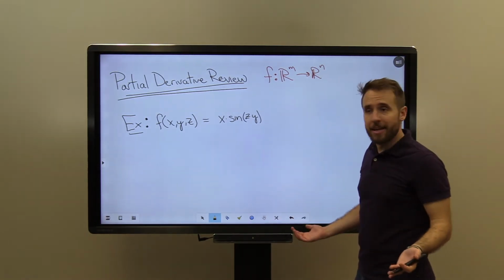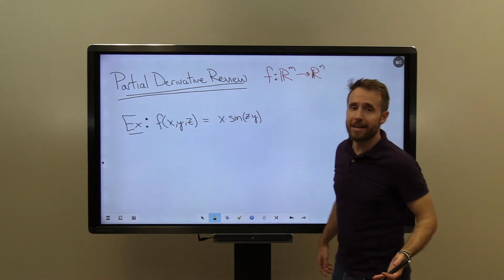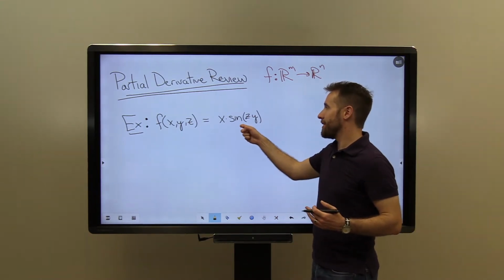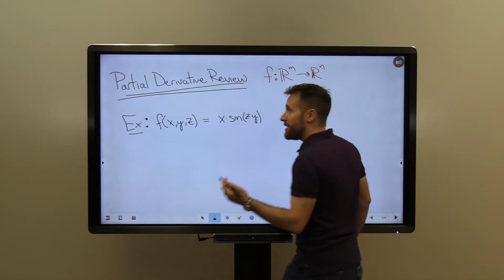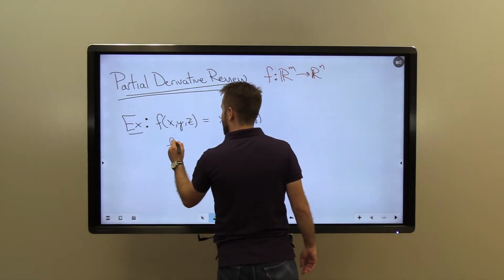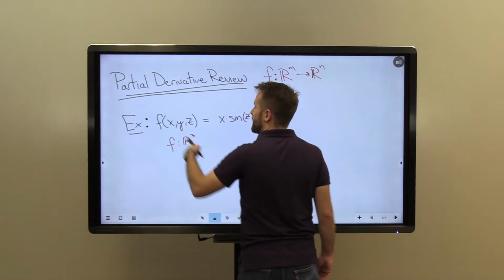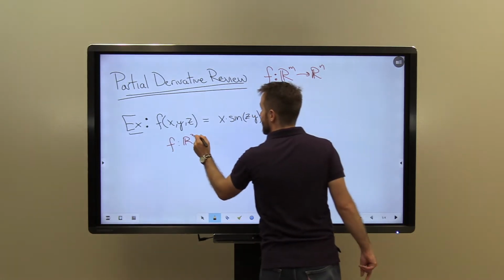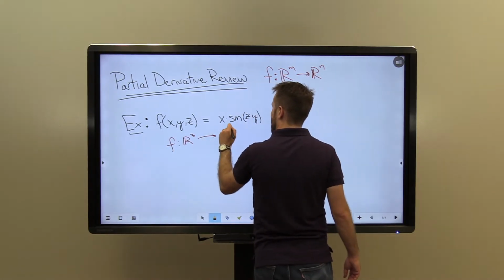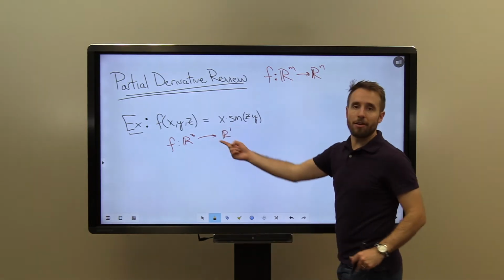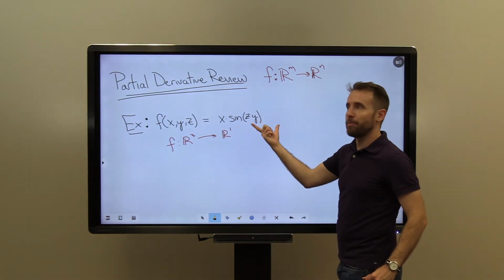So as an example, if we have this function f(x, y, z) = x times the sine of zy, this is a function that takes 3 inputs. So its input is an element of R^3, and then the output is just an element of R^1, because there's just a single object as an output.